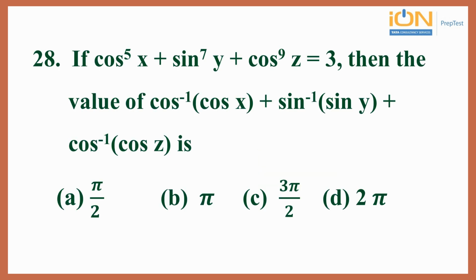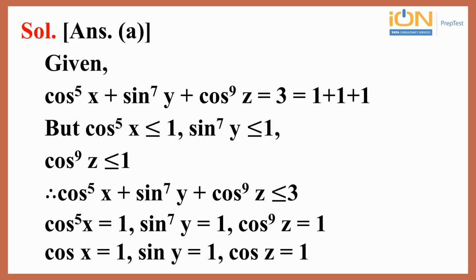Let's move to the next question, question number 28. If cos x power 5 plus sin y power 7 plus cos z to the power 9 is equal to 3, then the value of cos inverse of cos x plus sin inverse of sin y plus cos inverse of cos z is, first option pi by 2, second option pi, third option 3 pi by 2, and fourth option 2 pi. The answer is the first option.